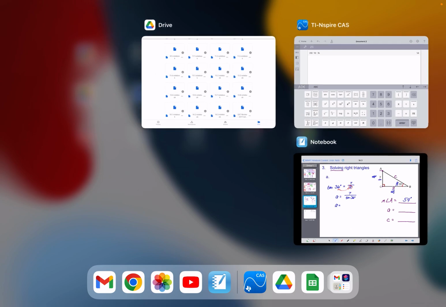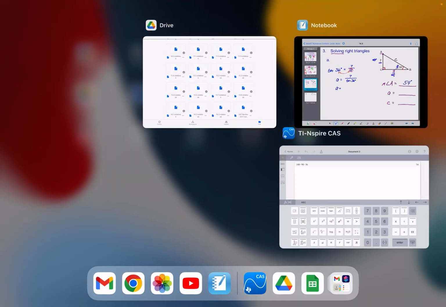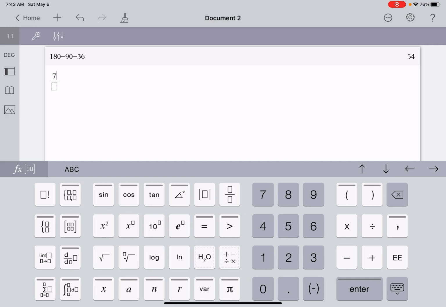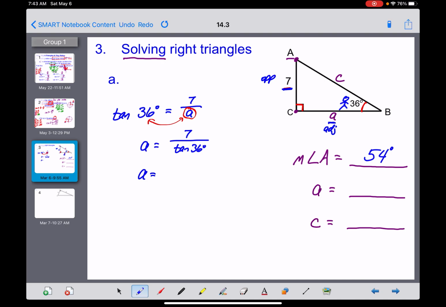I'm in degrees. And we need to type in, I forgot already, 7 divided by the tangent of 36. So here's a 7 on top, divided by a tangent of 36 on the bottom. And when we hit that, we're going to get an answer. We're going to round to 2 decimal places today, guys. That's going to be 9.63. So I'll write that one down.